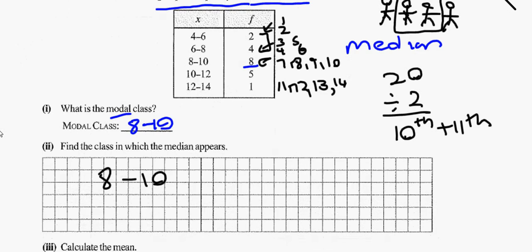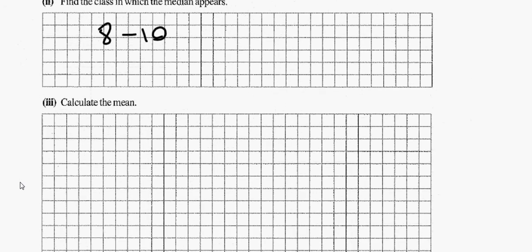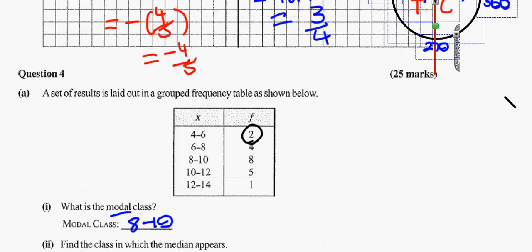Calculate the mean. In order to calculate the mean, we're going to have to use something called mid-interval values. The mid-interval value basically means we're getting the average of the interval, or the middle of the interval. So you can see 4 plus 6, which is the bottom plus the top, divided by 2 is 5. That's how we find the middle. So this changes to 5, this will change to 7, 8 to 10 changes to 9, 10 to 12 changes to 11, and 12 to 14 changes to 13.